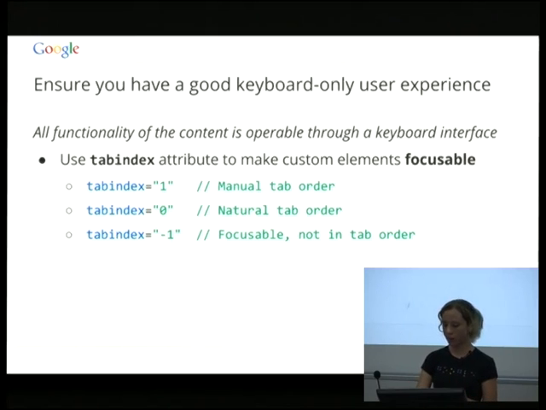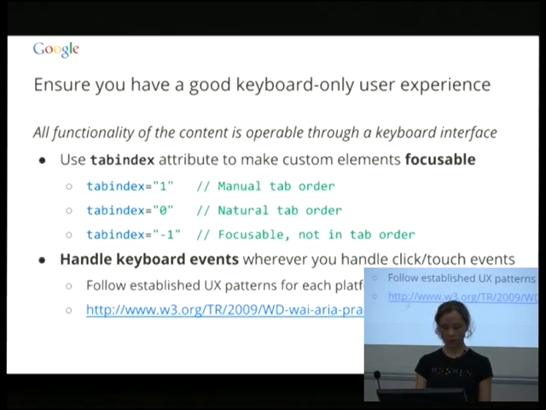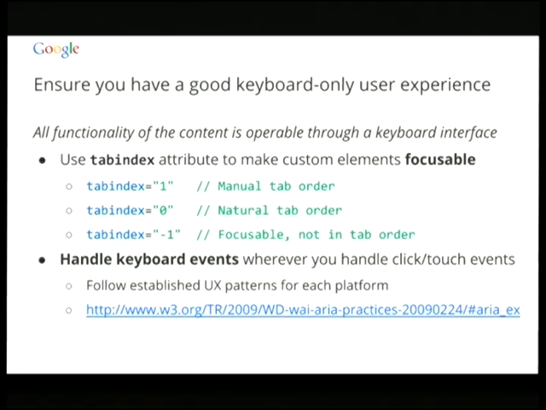Tab index -1 means that it can take keyboard focus, but you'll have to focus it programmatically. So that's not going to be in the tab order. You can't get to it using the tab key. So this is for things like menu elements, where you want to be able to access it possibly using a keyboard shortcut, but not want to be able to tab to it, like we saw on the demo site that I showed.